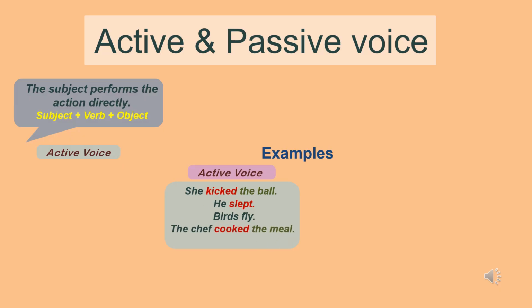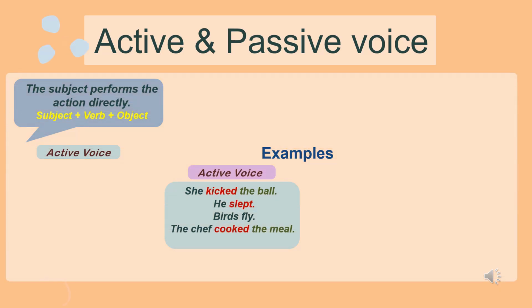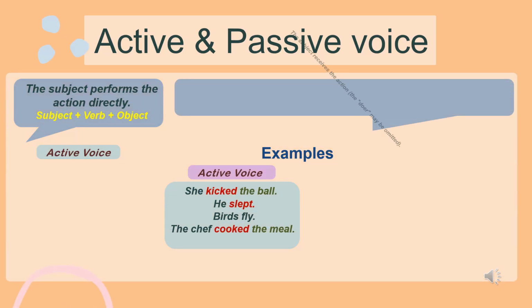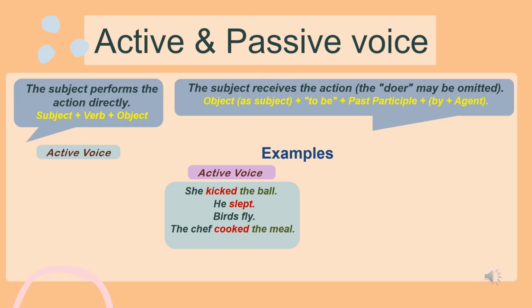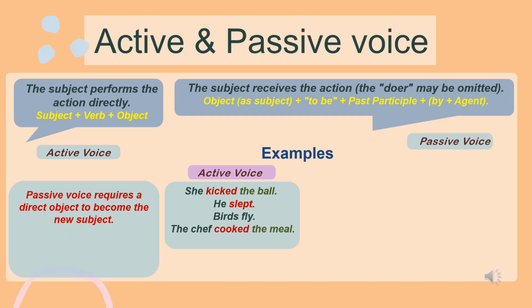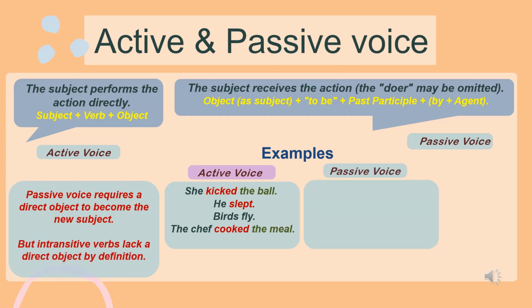Passive voice. The subject receives the action, the doer, or agent, may be omitted. Structure: object as subject, plus to be, plus past participle, plus by plus agent. Only transitive verbs, with direct objects, can be passive. Examples. The ball was kicked by her, from she kicked the ball. The meal was cooked by the chef, from the chef cooked the meal.